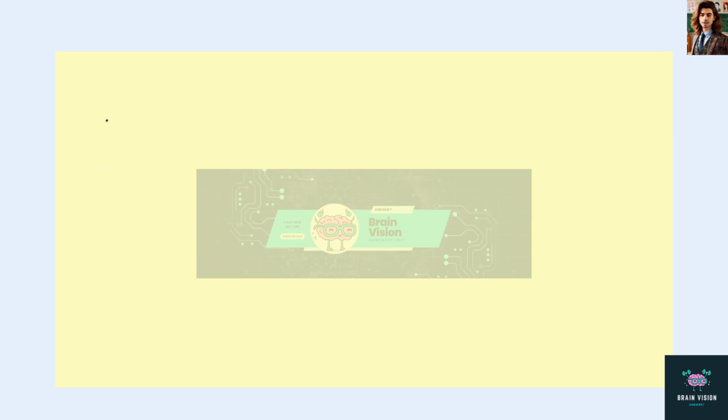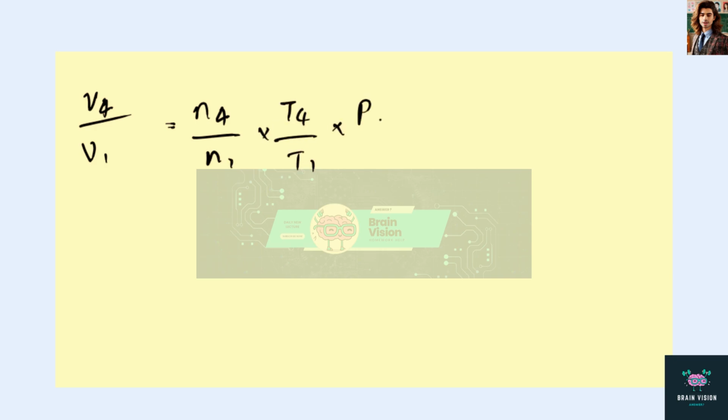So on a fresh page, what we have is V4 divided by V1 is equal to N4 divided by N1 multiplied by T4 divided by T1 multiplied by P1 divided by P4. So the ratio of V4 to V1 is 0.310, so the ratio of feed air to the outlet air is 0.310 meters cubed outlet air at 100 degrees Celsius per meters cubed feed air at 90 degrees Celsius.